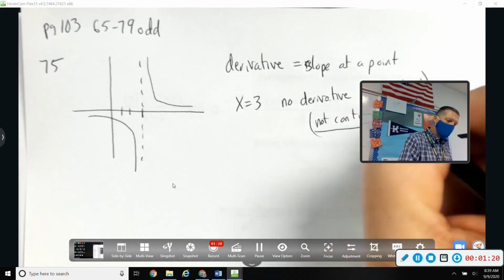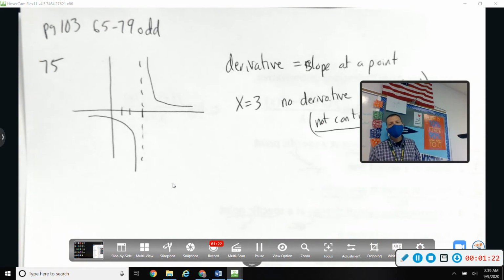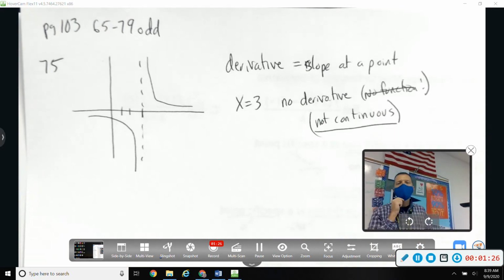Because there could be an example where there is a function, but it still doesn't have a derivative. So the best way to say it is, if it's not continuous, you can't take a derivative. Everywhere else, it's continuous, so it's fine.